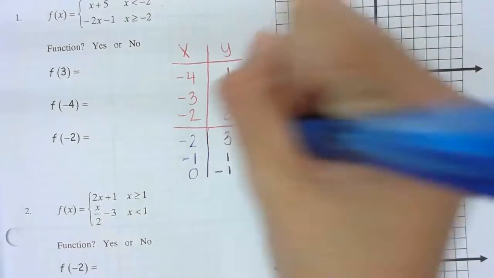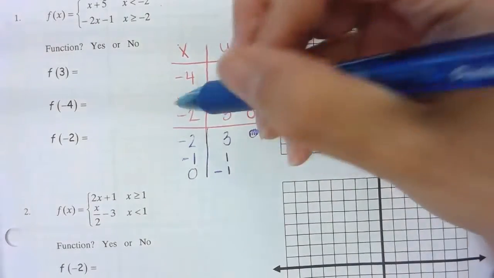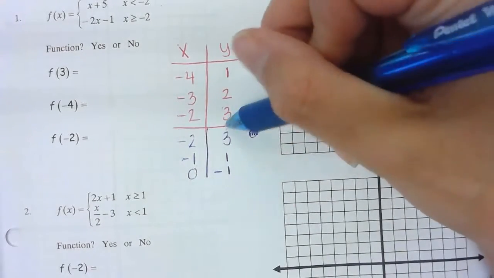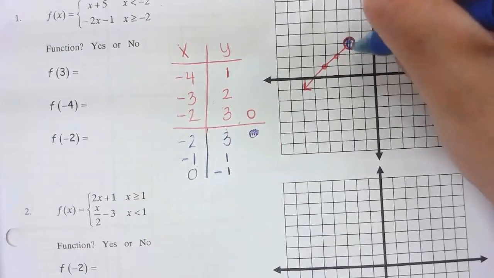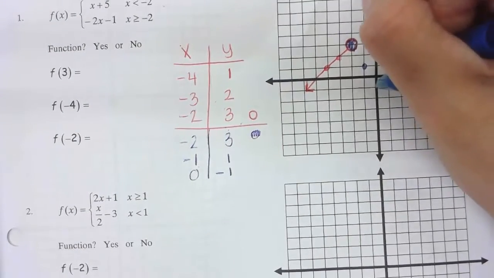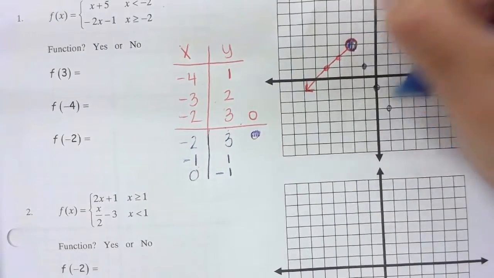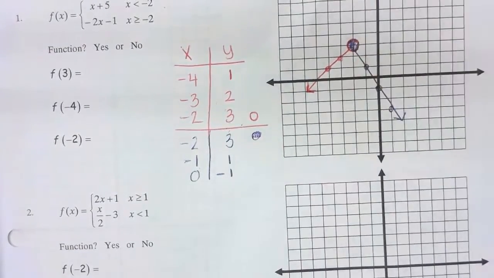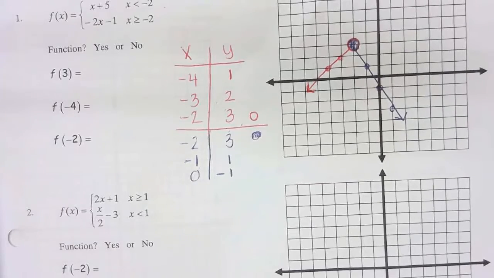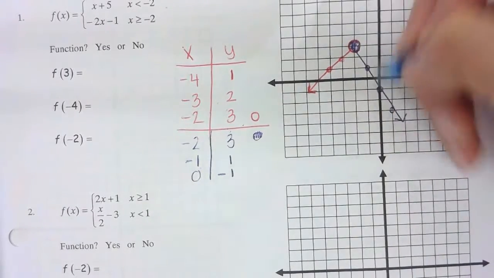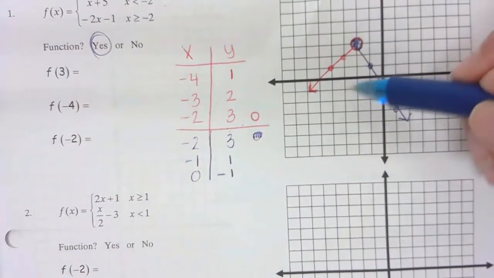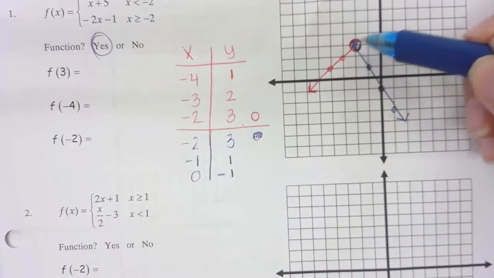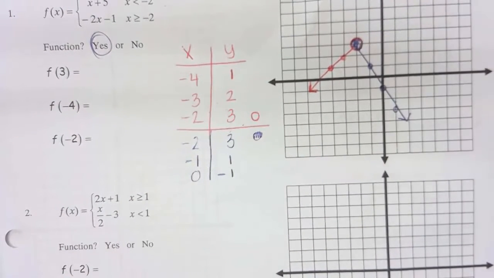This point is closed. So you can see that these two graphs match up. So the closed circle fills in the open circle. And then that line continues down. So is this a function? The answer is yes, because for every x, there's only one y because this was open, then closed.